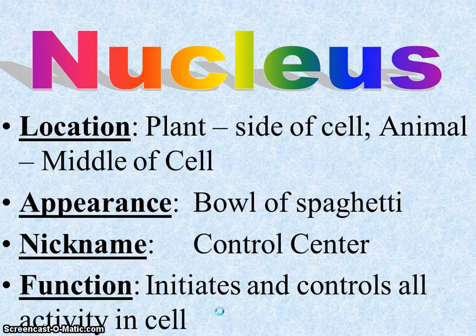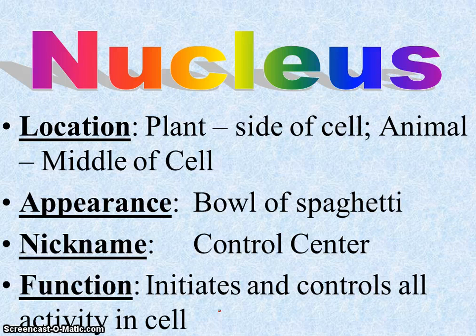Okay, the first part we're going to talk about is the nucleus. This was the first part of the cell that was ever observed. Very, very important. When you look at the picture of the cell or the drawing that's on our wall, it appears like a bowl of spaghetti. In the plant cell, it's found on the side of the cell, and in an animal cell, it's right in the middle. Now, if you remember, a prokaryotic cell does not have a nucleus. It has a nucleoid region, which is much different.